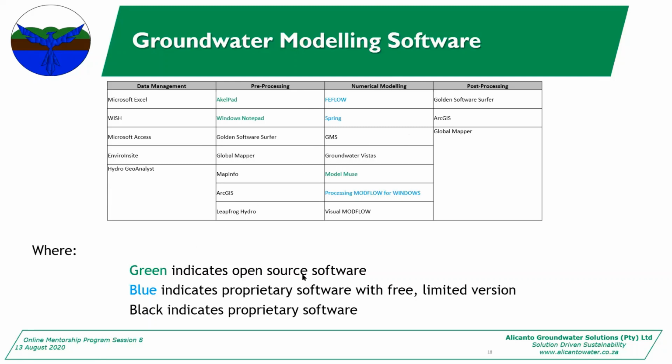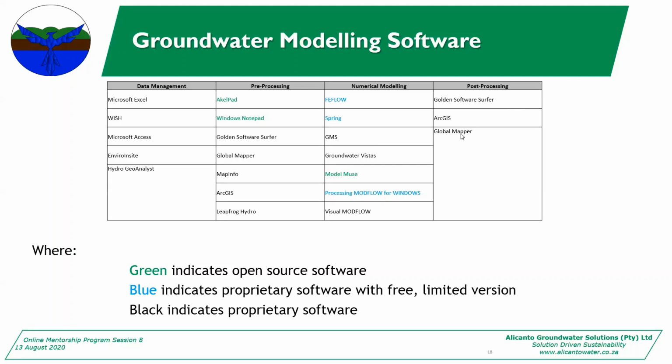Green is your open source software. Windows Notepad and AclePad are good for translating data sets into the model format, and ModelMuse is a good graphical interface from the USGS for MODFLOW. Blue is where you can get a free limited version. With PMWin, which is a MODFLOW package, you can get PM5, which is limited to, I think, 1 million cells or something like that. It sounds like a lot, but it isn't in modeling terms. Then FEFLOW and Spring both have user trial versions, also with limitations.